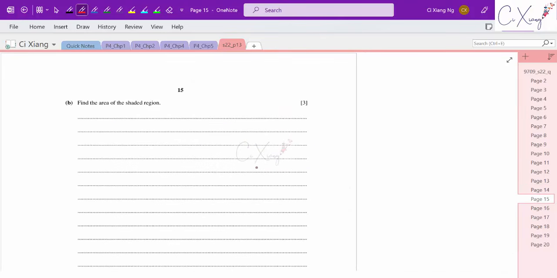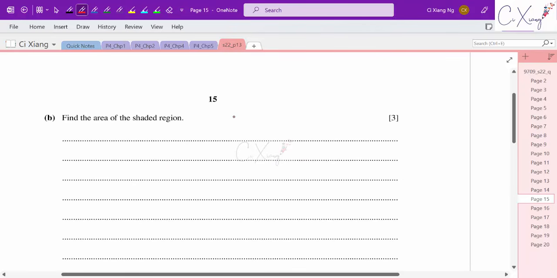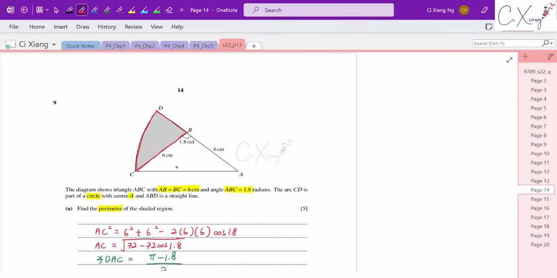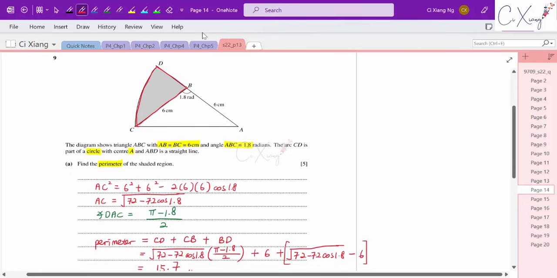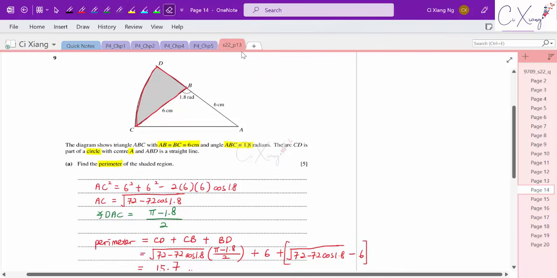Let's proceed to question number 9, part B. They want us to find the area of the shaded region. If you go back to the diagram again, you can see that we take the sector minus the area of the triangle to get the shaded area. Maybe I can write my answer here so that you can see very clearly.